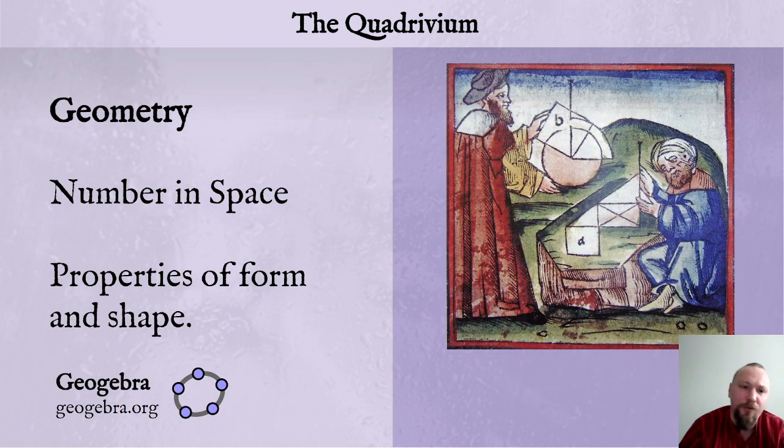I won't talk too much about geometry, but I will say geometry is number in space. It is the properties of forms and shapes. And again, the quadrivium is telling us about the way things can occur and the way things can't occur. Because it is number after all, although it's number in space, it is still number. There are still impossibilities, literal impossibilities.